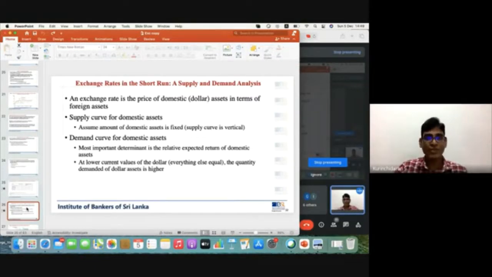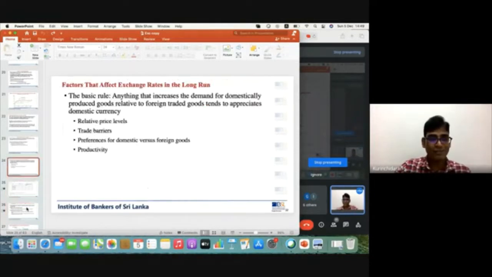If there's no question on long run, so see the short run. So long run factors, you know, relative price levels, trade barriers, and preferences. Why are we saying long run? Because relative prices never change in a short period. Trade barriers don't come in a very short period. Preferences never change in a short period, right? Over time only you change your preferences. And productivity, you don't get it overnight, right? So that's why it's always a long run factor.